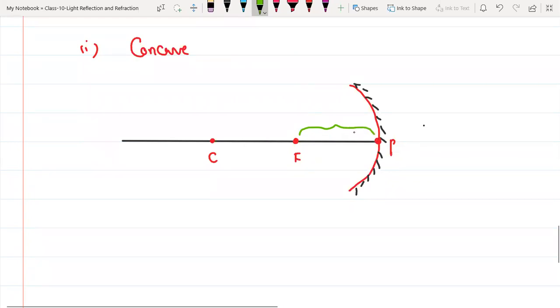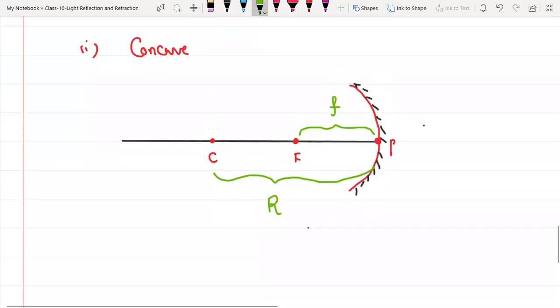The distance between pole and focus is known as focal length. The distance from C to P is known as radius of curvature, isn't it? Pole P, focus F, center of curvature C; the distance from focus to pole is focal length f, and the distance from pole to center of curvature is radius of curvature. That is the next point you have to understand.